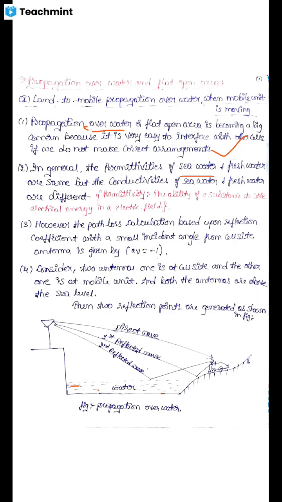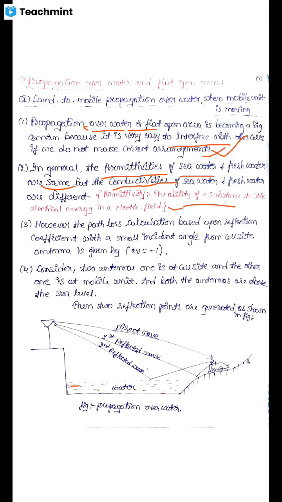Here the reason is, we know that the water, the sea water or the fresh water, have permittivities. In general, the permittivities of sea water and fresh water are the same, but the conductivities of sea water and fresh water are different. Clear? Here permittivity means the ability of a substance to store electrical energy in an electrical field. The definition I have written here. So when I consider sea water or fresh water, the permittivities are the same, but the conductivities are different. Taking these permittivities and conductivities into consideration, propagation over the water is becoming a big concern, as it is easy to interfere with the other cells if we do not make the correct arrangements.